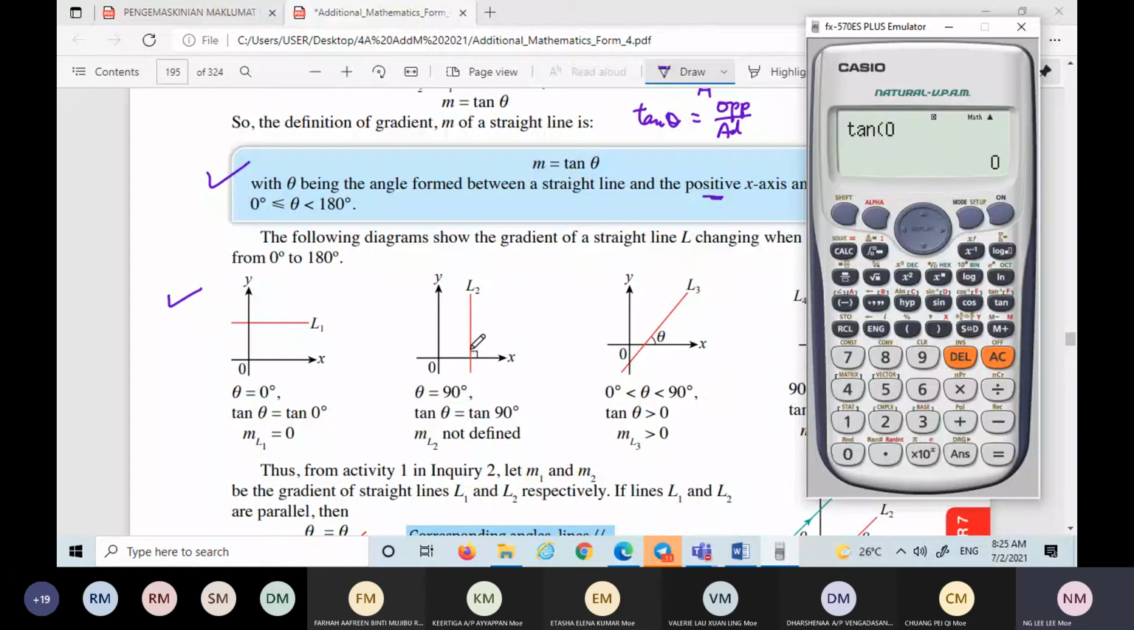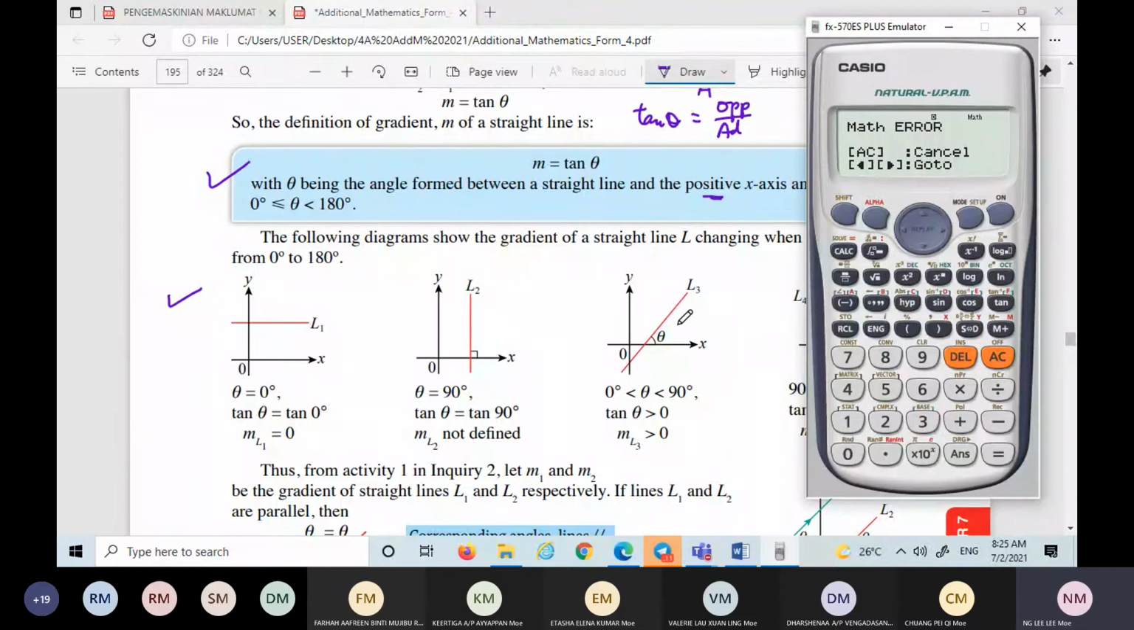For the vertical line, theta is 90 degrees, so we get tangent 90 degrees. This will be the gradient. Max error, meaning this is not defined. So the gradient is not defined. Some people will write infinity, but here we will write not defined.